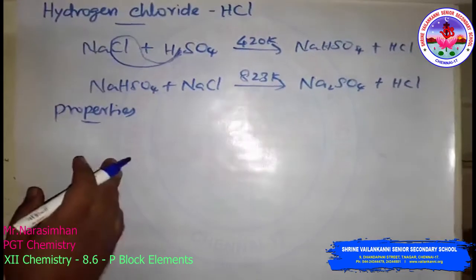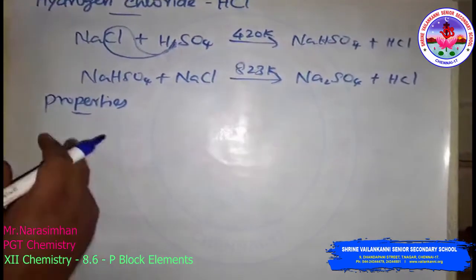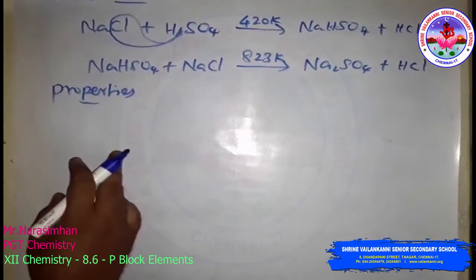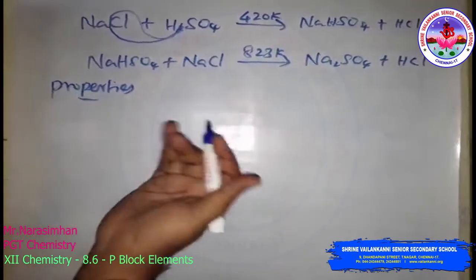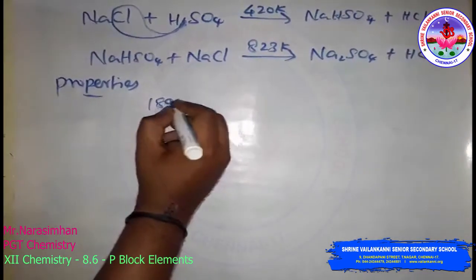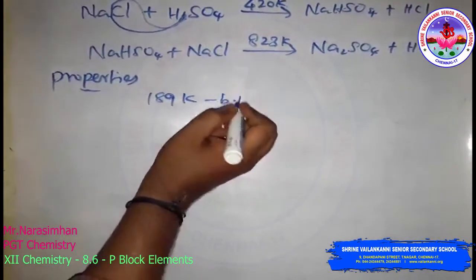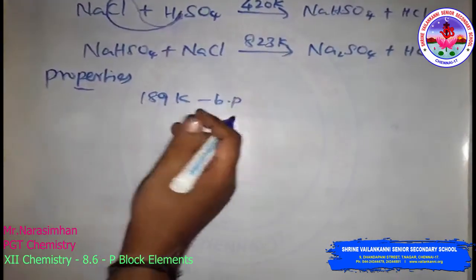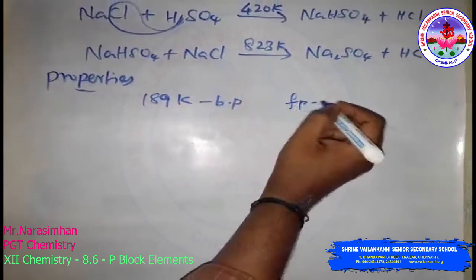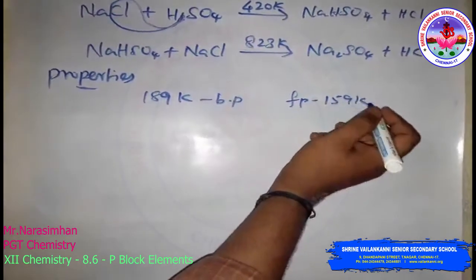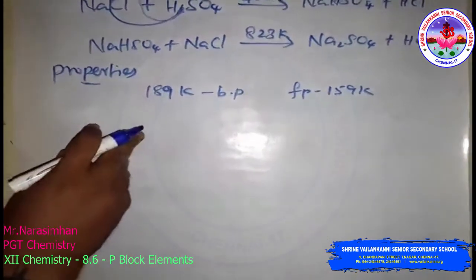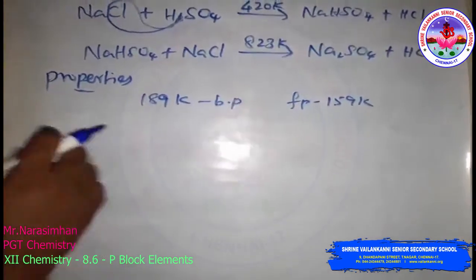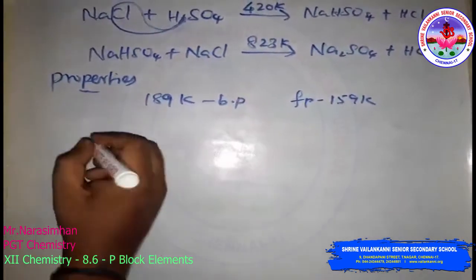It is a colorless, pungent smelling gas. It is easily liquefied to a colorless liquid. The boiling point is 189 Kelvin. It freezes to a white crystalline solid. The freezing point is 159 Kelvin. It is extremely soluble in water, and ionization also occurs.